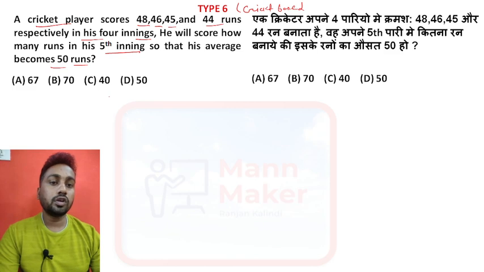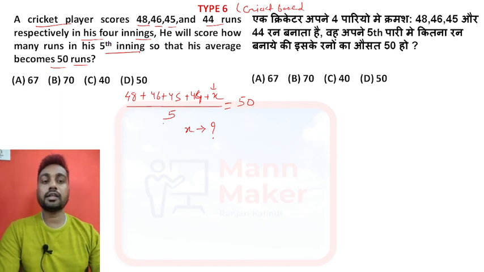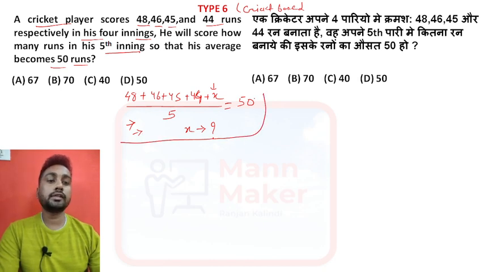If you go with the long or more calculative method, then you have to do 48 plus 46 plus 45 plus 44 plus x. This 5th inning we don't know how much they have scored, so this is x. Total 5 innings and the average is 50. Whatever value of x you get is the answer. But it will take more time and be more calculative, so we will go with another method, the shortcut method.